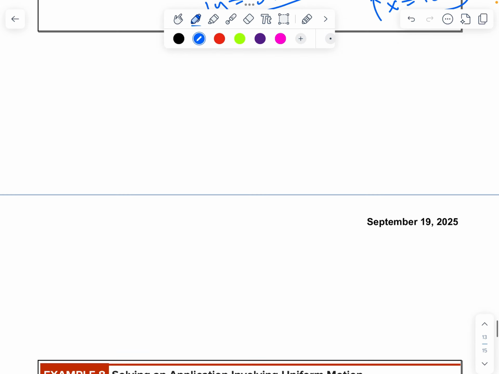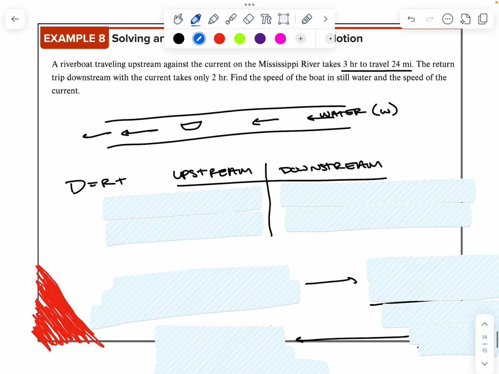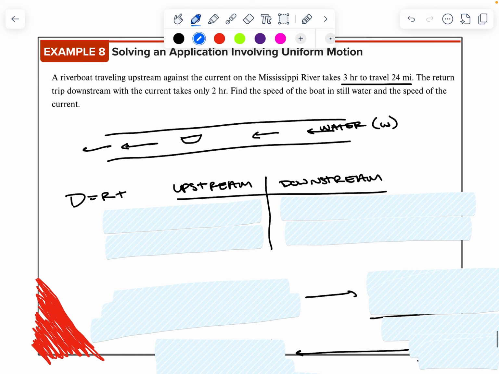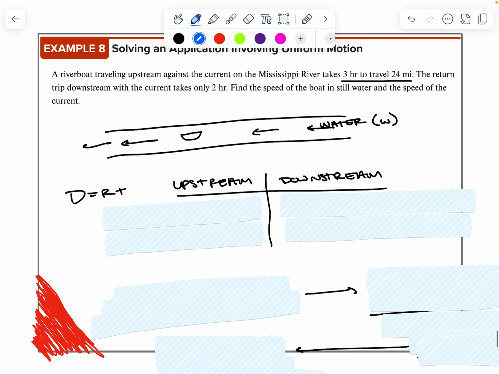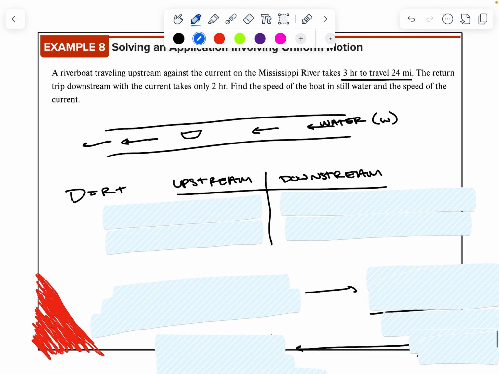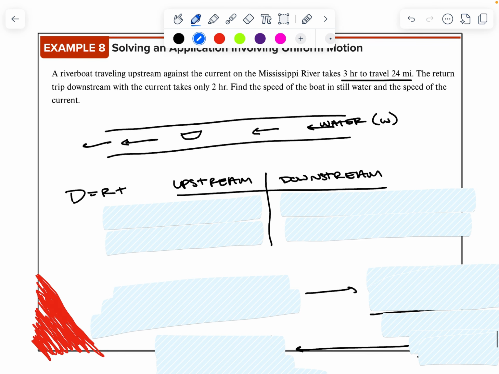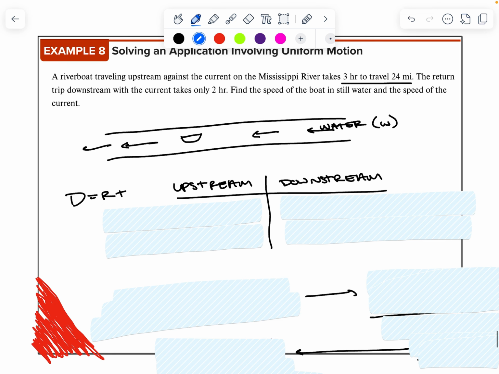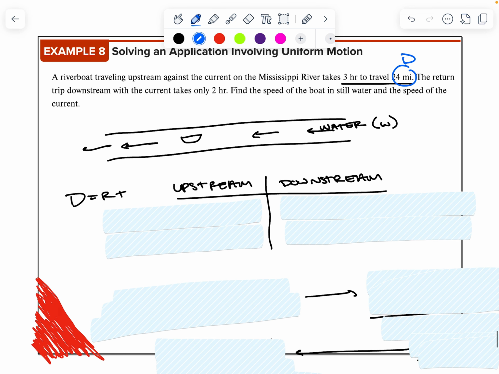All right, let's try another. A riverboat's traveling upstream against the current on the Mississippi River. It takes 3 hours to travel 24 miles. The return trip takes 2 hours. Notice that he's doing the same 24 miles, right? So the distance is going to be 24 miles every single time. This is distance, and we're going to use the D equals RT formula, distance equals rate times time.